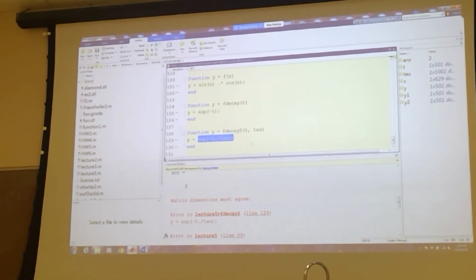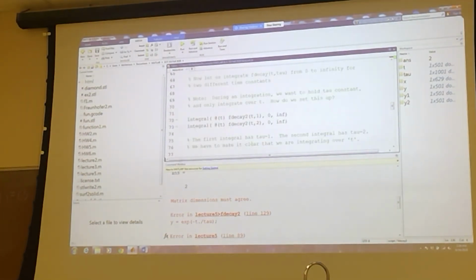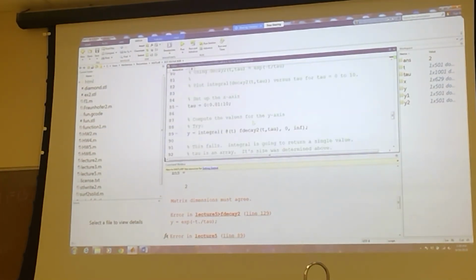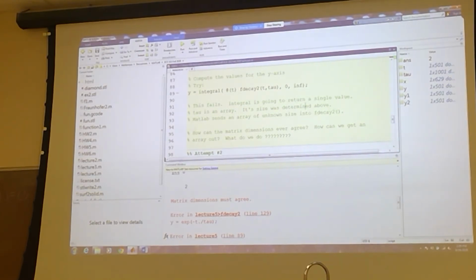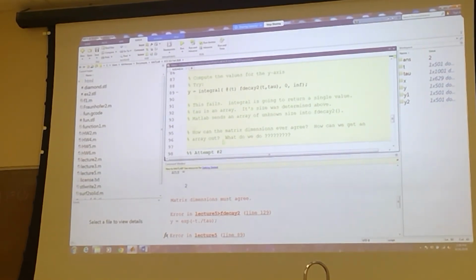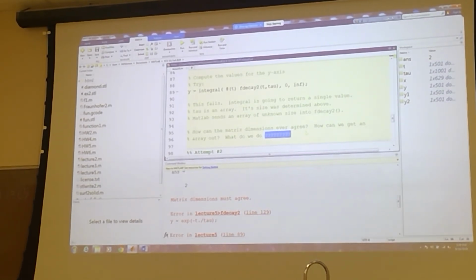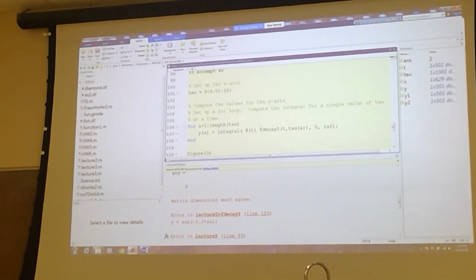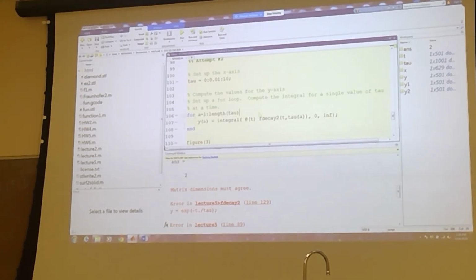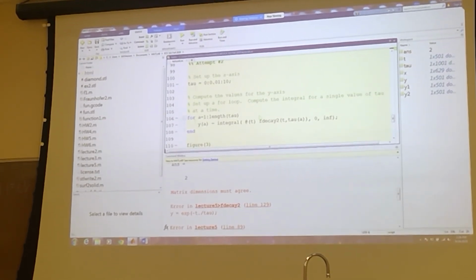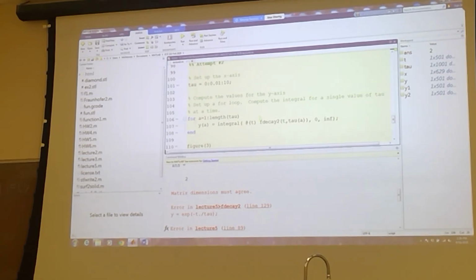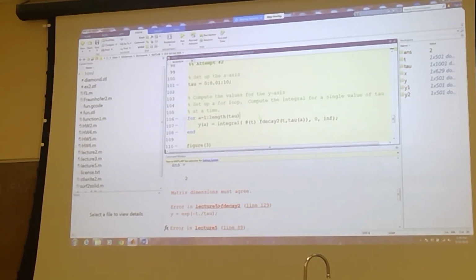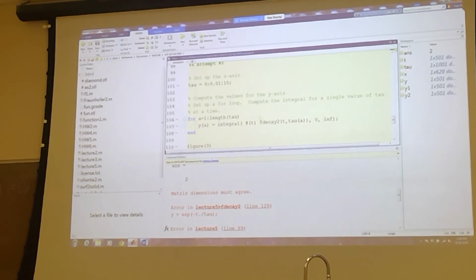So here's what I'm going to do. Okay, it fails. What do we do, right? And that's a bunch of questions. Good news is I know what to do. So we set up tau again, right? Same thing. This time, I'm going to set up a for loop, and for every value of tau, I'm going to compute the integral. Right? So I got a for loop, and I'll loop through it. Every value of tau, I evaluate the integral.